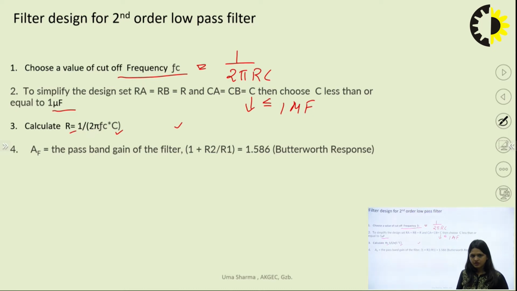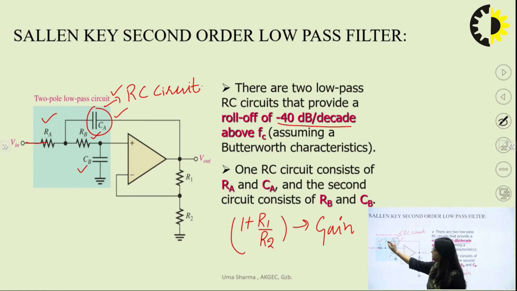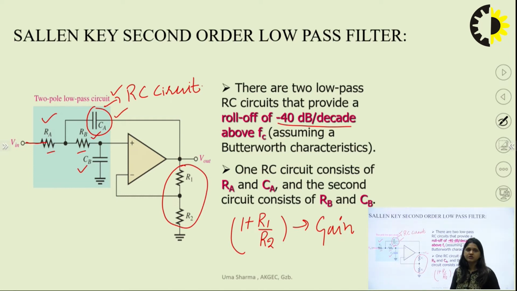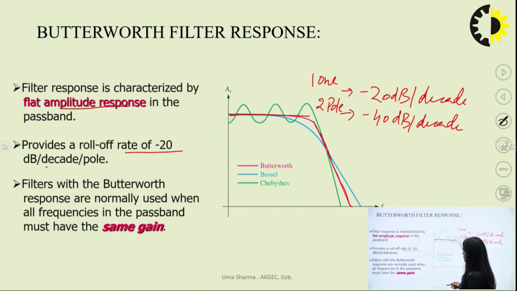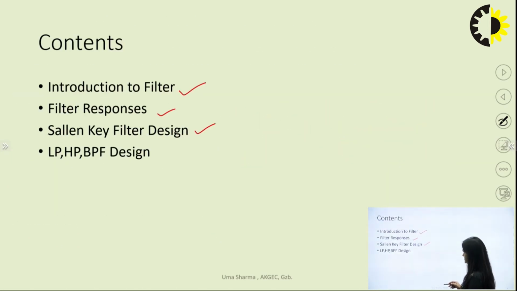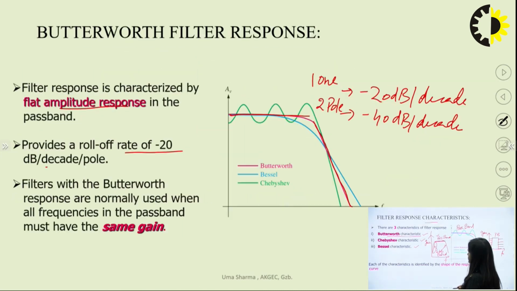If you can calculate the value of R, that means you have solved this RC circuit. We have already assumed that RA equals RB, CA equals CB. The value of CB we have chosen is less than 1 microfarad, and by putting the value in the formula, we can calculate the values of RA and RB. So this is how you can solve this circuit. And now in this circuit, there are two unknown parameters which we have to calculate. To calculate this, just use the gain formula.